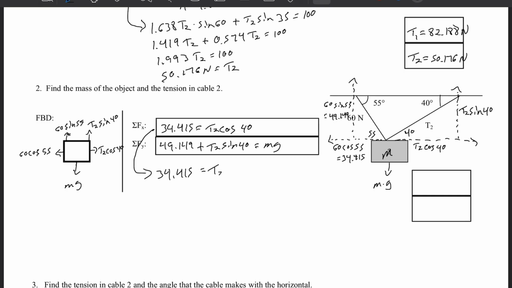So what is the cosine of 40? I think I've got that at 0.766. So I'm just going to divide 0.766 to the other side and solve for T2. And when I did, I got 44.928. And that's my T2.